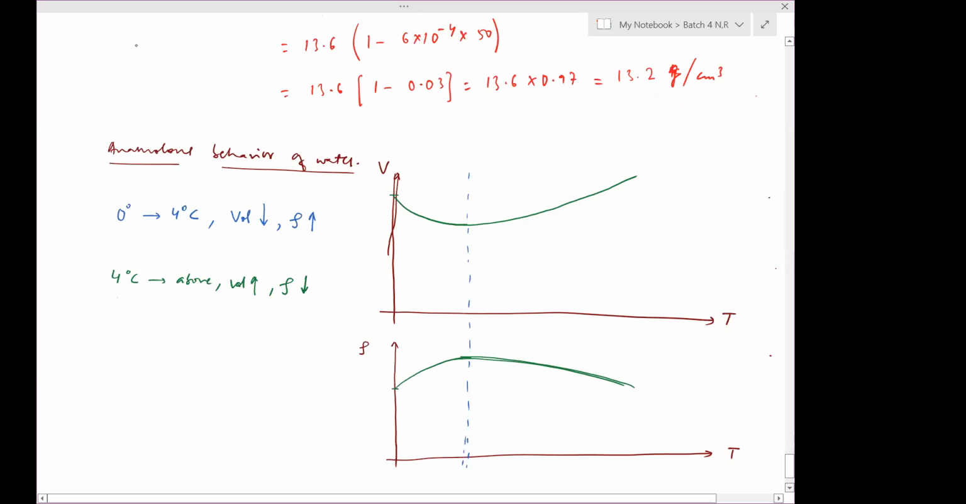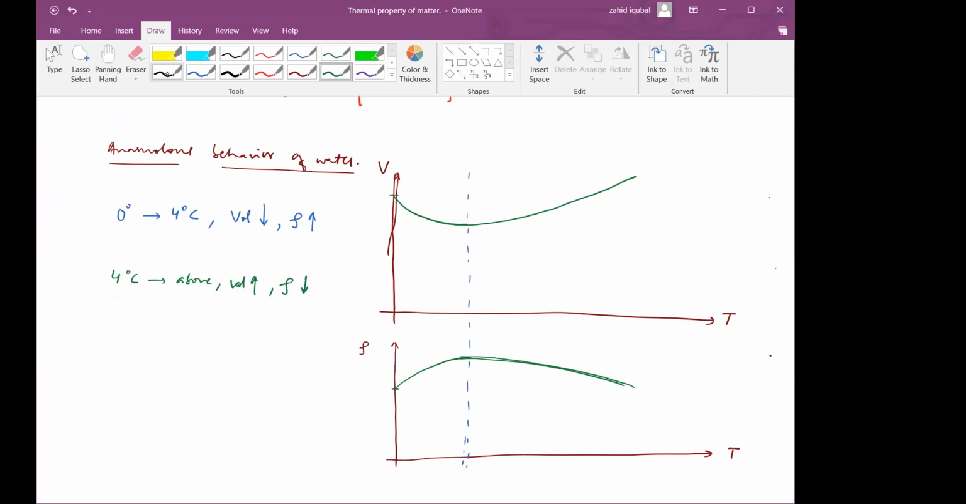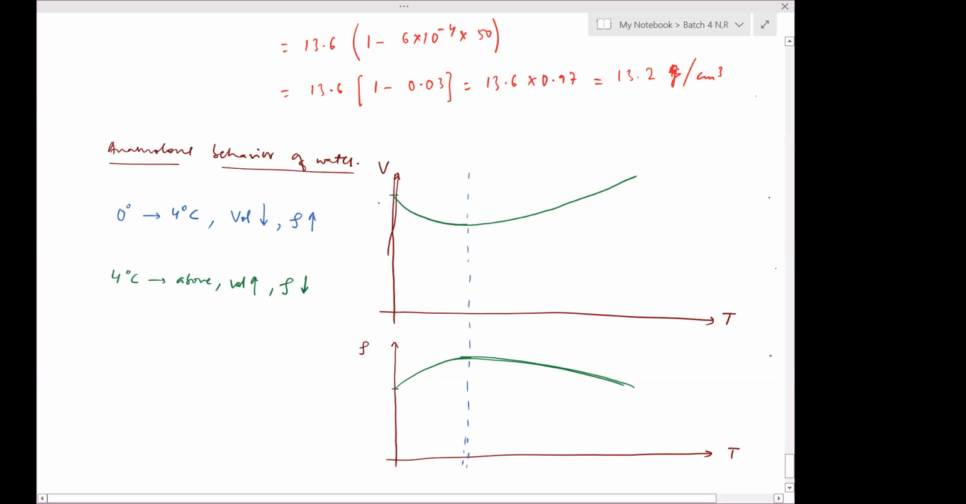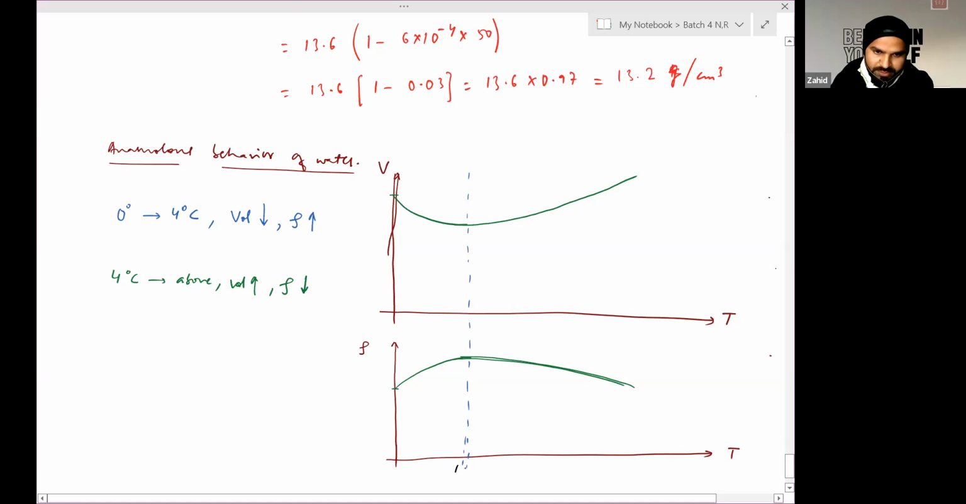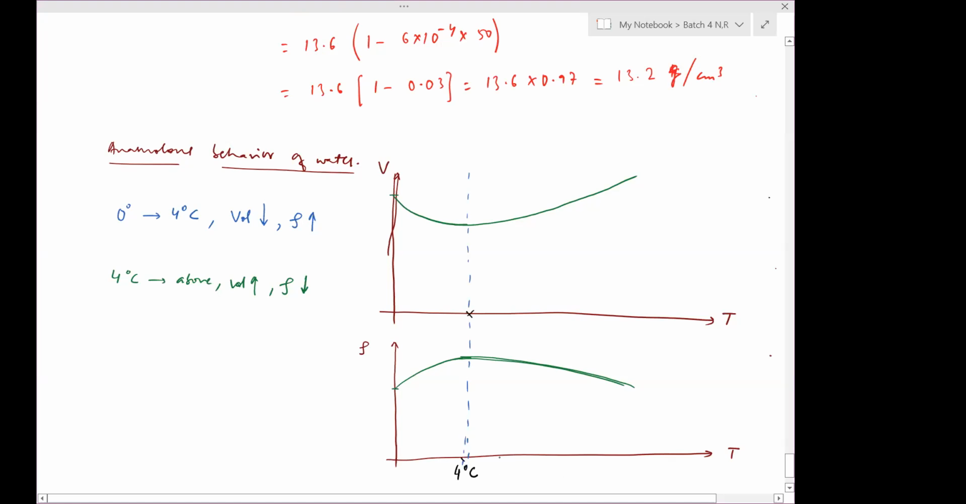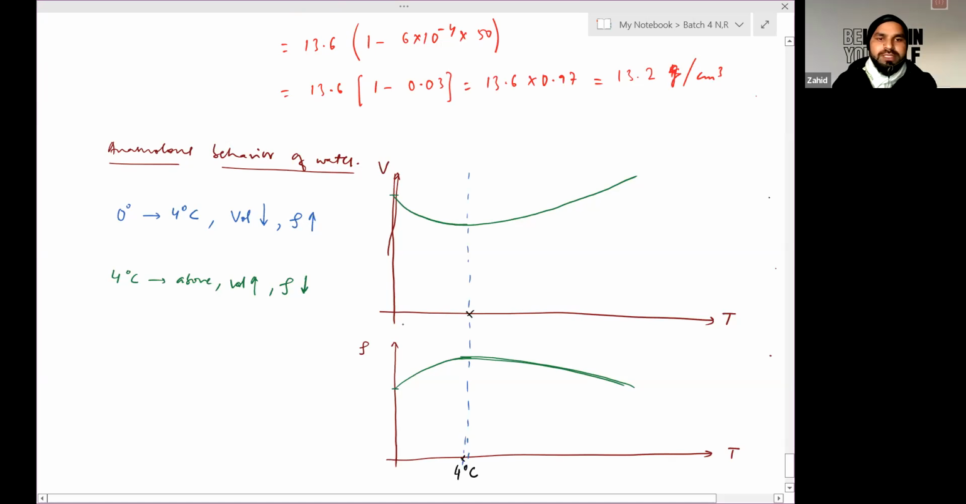Yes, sir. This particular temperature is 4 degrees Celsius. So we are considering this part and this part. From 0 degrees Celsius to 4 degrees Celsius, it is an exception to the above formula in case of water only. And that is due to hydrogen bonding in water, which may behave differently in this particular temperature range. Is it clear?